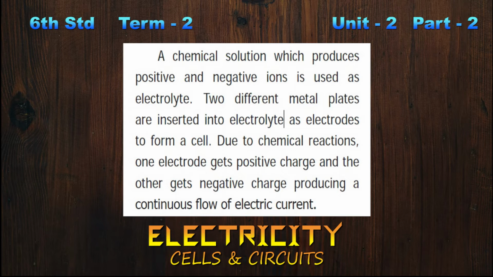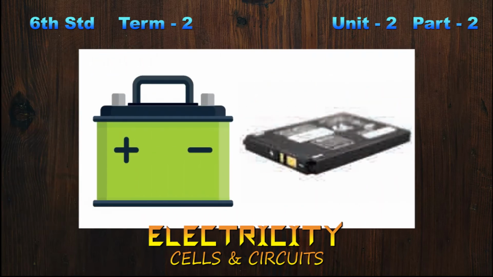Two different metal plates or electrodes are inserted into an electrolyte to form a cell. Due to chemical reactions, one electrode gets positive charge and the other gets negative charge to produce continuous flow of electric current. As you see in a battery, negative and positive ends you see.